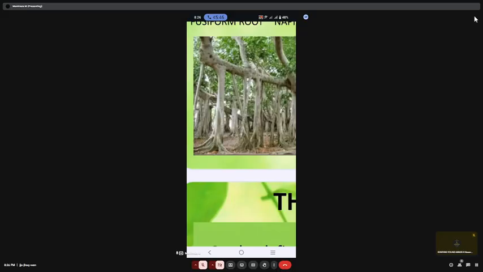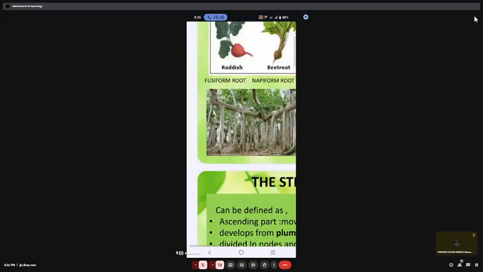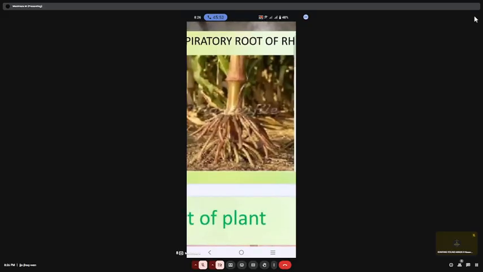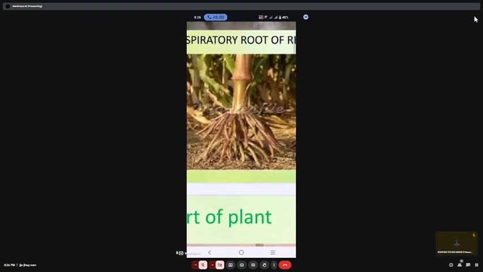And next one, the stilt roots. Already I told about stilt roots. So what are stilt roots? They are modified aerial adventitious roots developing from the lower part of the stem. So the roots which arise from the lower part of the stem for mechanical support are called stilt roots.